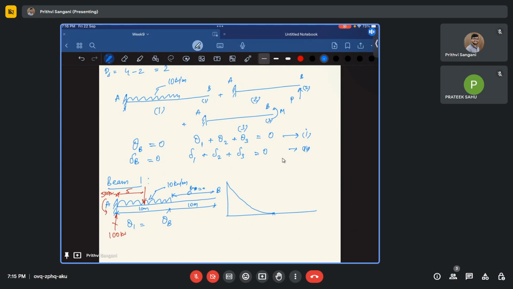Okay, this is parabolic. Why is it parabolic? We have a UDL. So you have x square as your bending moment equation, and that is why it will be parabolic. And why is it touching like this? Why is it tangential here? I'll just explain why. It can also be something like this. This is also parabolic. So why is it touching like this?